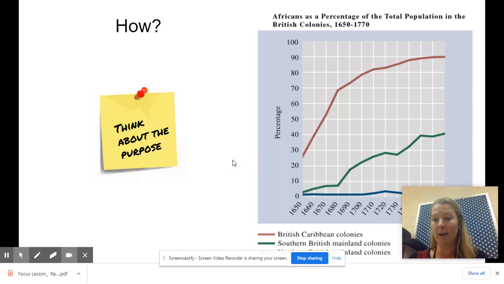This chart right here is really a line graph, and you've probably seen line graphs in math or possibly science. Well, I know you're learning about colonial America. And when I look at the title, I see that it's about Africans as a percentage of the total population. I see two lines that are going up. The trend is going up over time. I see one line that's remaining pretty steady.